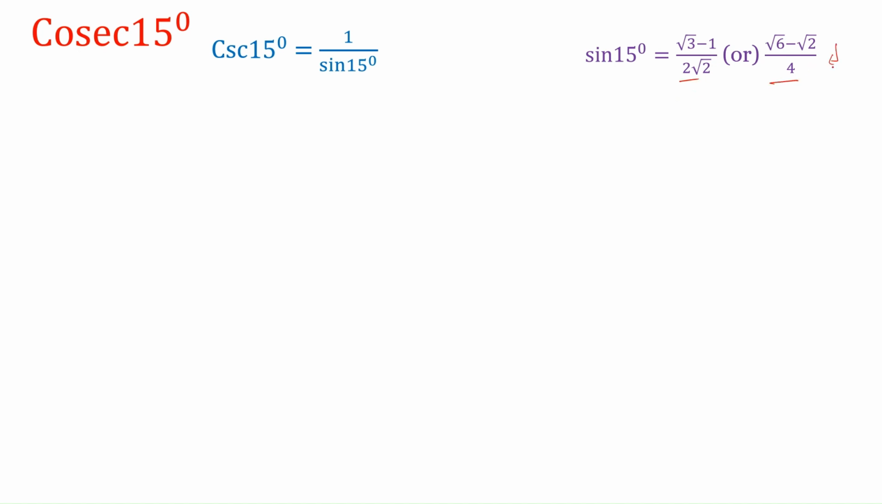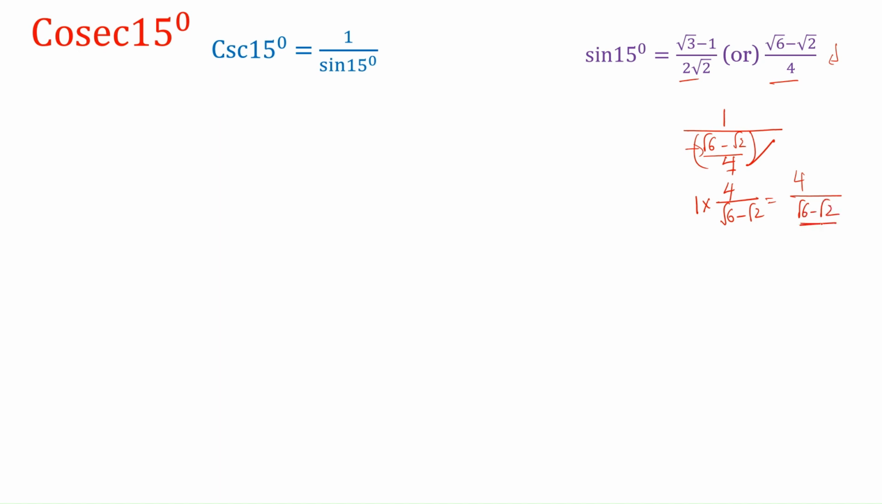Say if we substitute this particular value, it becomes 1 upon root 6 minus root 2 upon 4. Now again here in denominator we have a fraction. So to perform this particular division, numerator into reciprocal of this particular fraction. Reciprocal means write this particular denominator as numerator here and the numerator will become as denominator. So that is a reciprocal. This results in 4 upon root 6 minus root 2.